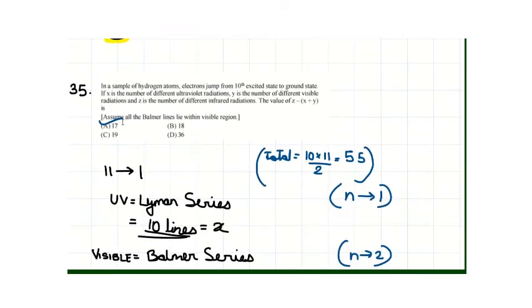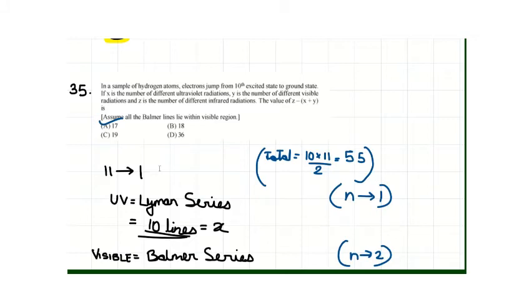In the 35th question, it is told that electron jumps from 10th excited state to ground state, which means that the transition takes place from 11 to 1. We have n2 as 11, n1 as 1, and when we apply the formula number of waves formed equal to n2 minus n1 whole multiplied by n divided by 2, we get the total number of waves as 55.